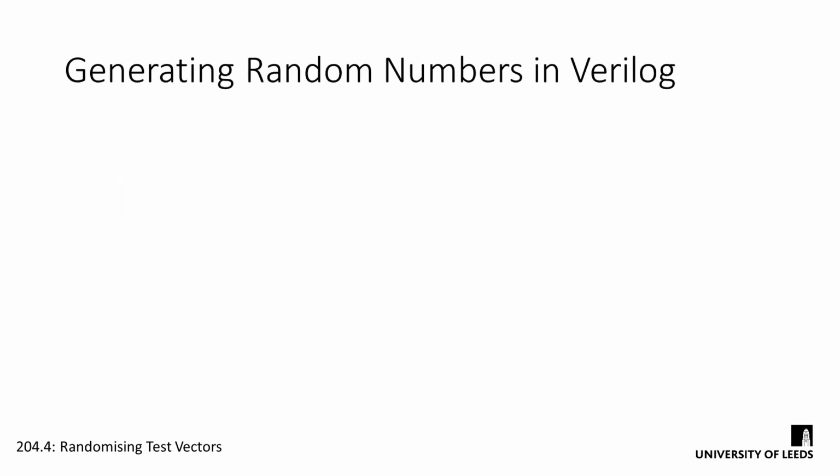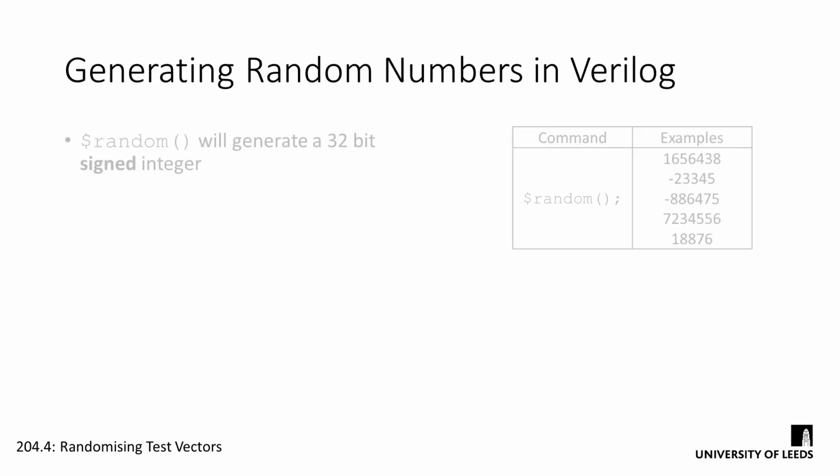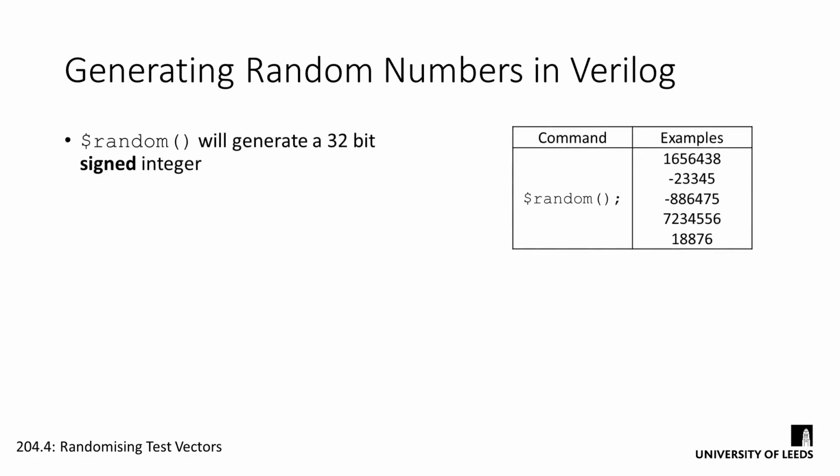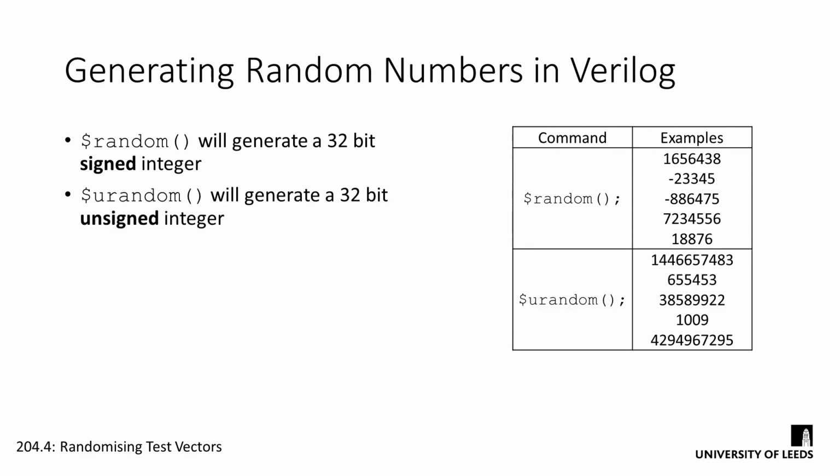Generating random numbers in Verilog is really quite simple. We've just got two different commands to use. The random function will generate a 32-bit signed integer, and the urandom function will generate a 32-bit unsigned one. So as you'll see shortly, we can generate these random values and apply them as test vectors.